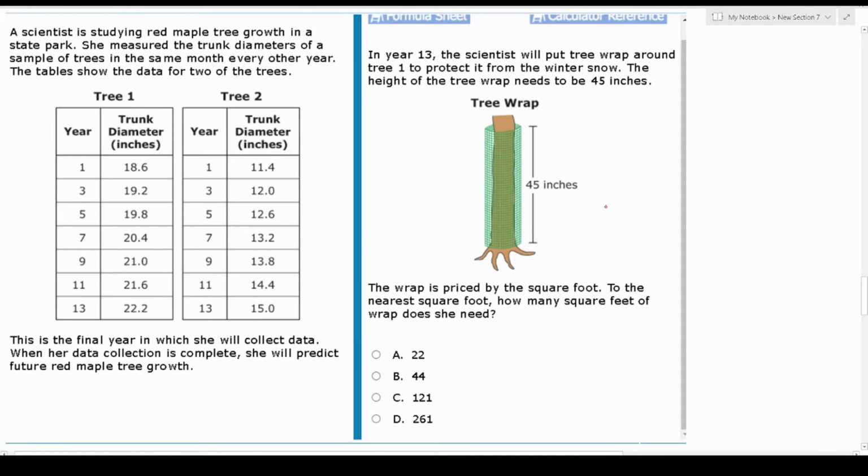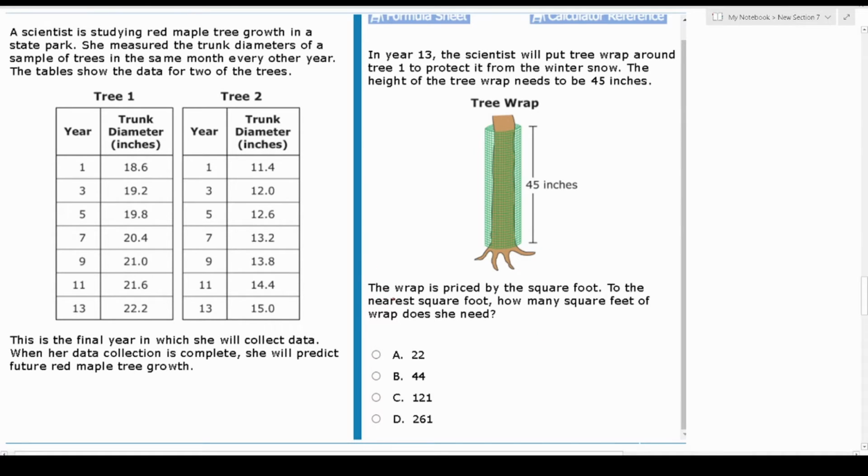Okay? All right, so as was the case for the previous problems, nothing on the left-hand side has changed, but we have a new question on the right-hand side of this blue bar, and it says in year 13, the scientists will put a tree wrap around the tree 1 to protect it from the winter snow. The height of the tree wrap needs to be 45 inches. And as we can see, we have a nice little diagram here where we have the tree wrap in green and the height of it as 45 inches.